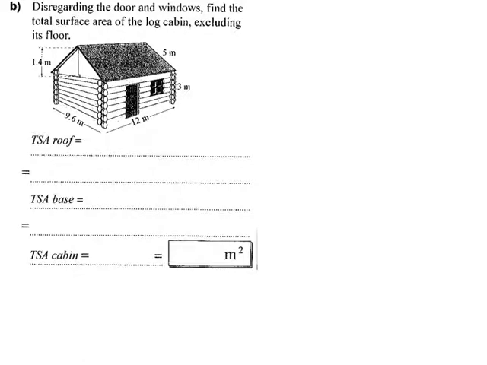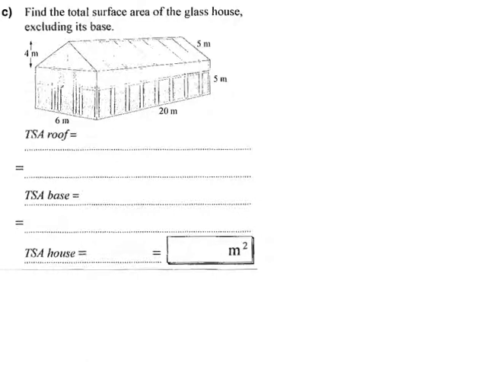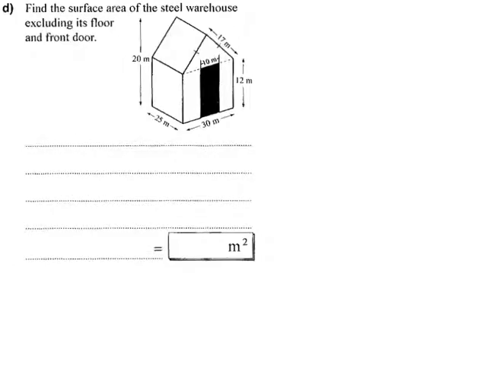Problem B reads, disregarding the door and the windows, find the total surface area of the log cabin excluding its floor. Problem C reads, find the total surface area of the glass house excluding its base. So you're not going to find the bottom part of the rectangular prism. And problem D reads, find the surface area of the steel warehouse excluding its floor and front door. So do not include the front door and do not include its floor.